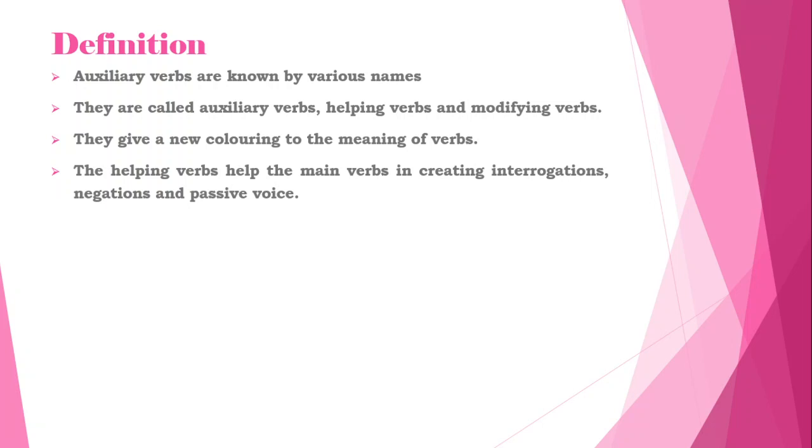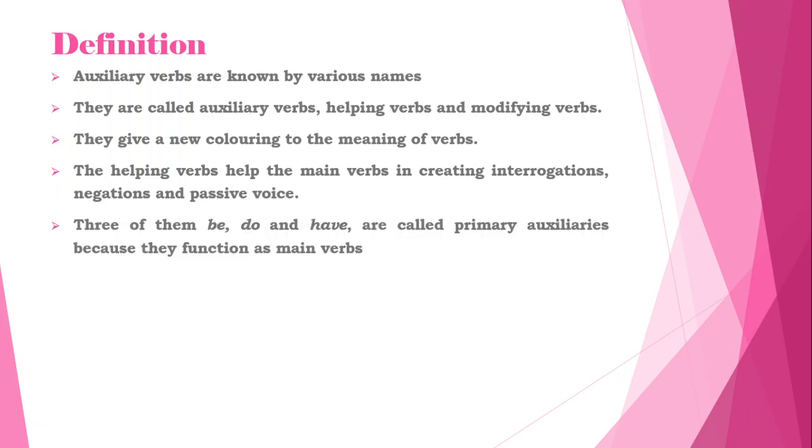There the main verb again is killed, but there the main verb killed is supported by the auxiliary was. Without was, can you ever construct a passive voice? No. So helping verbs help the main verb in creating interrogations and passive voice. They also help the main verb in creating negations or negative sentences.